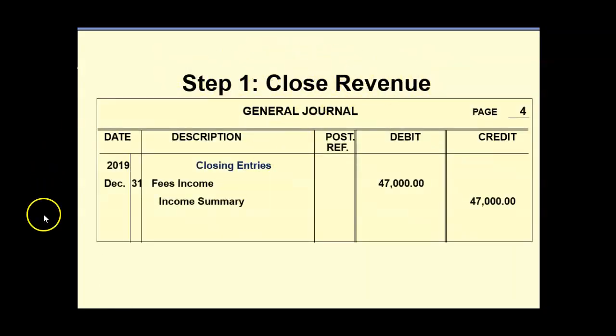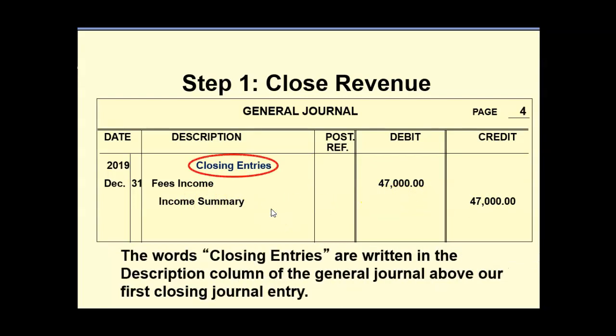Next would be the actual journal entry. So when it says closing entries, that means recording to the general journal. So I'll debit fees income 47,000, credit the income summary account. Okay. We write the words closing entries in the journal description column. That is to describe the type of transaction that we're about to post into the general journal.